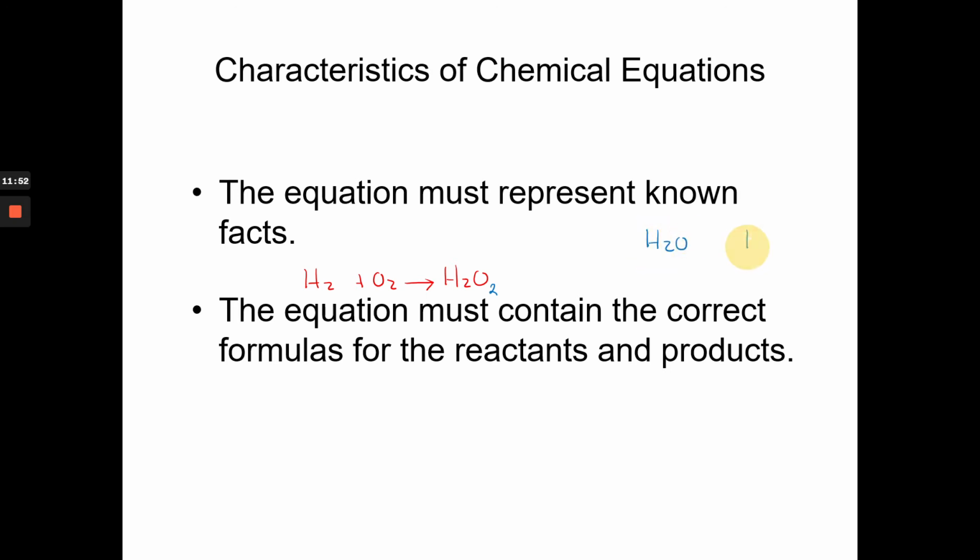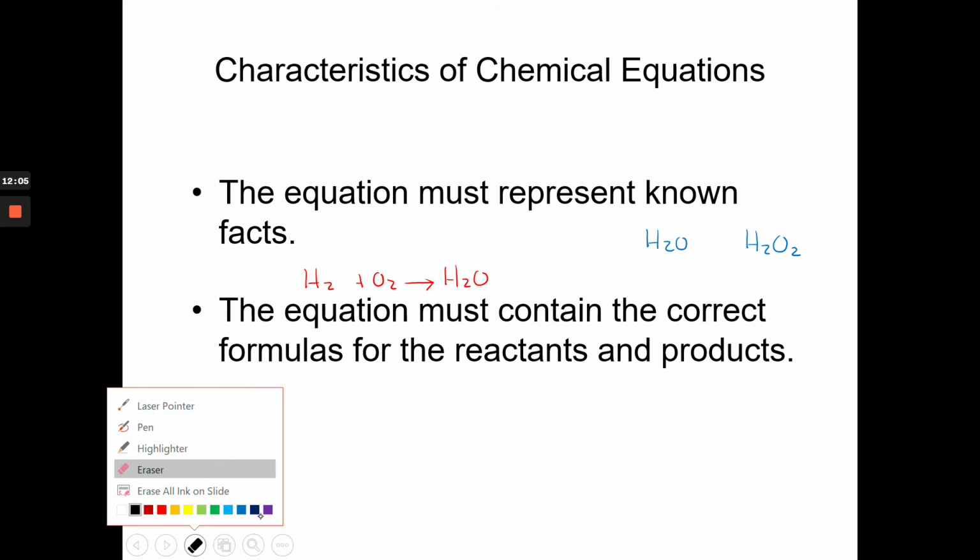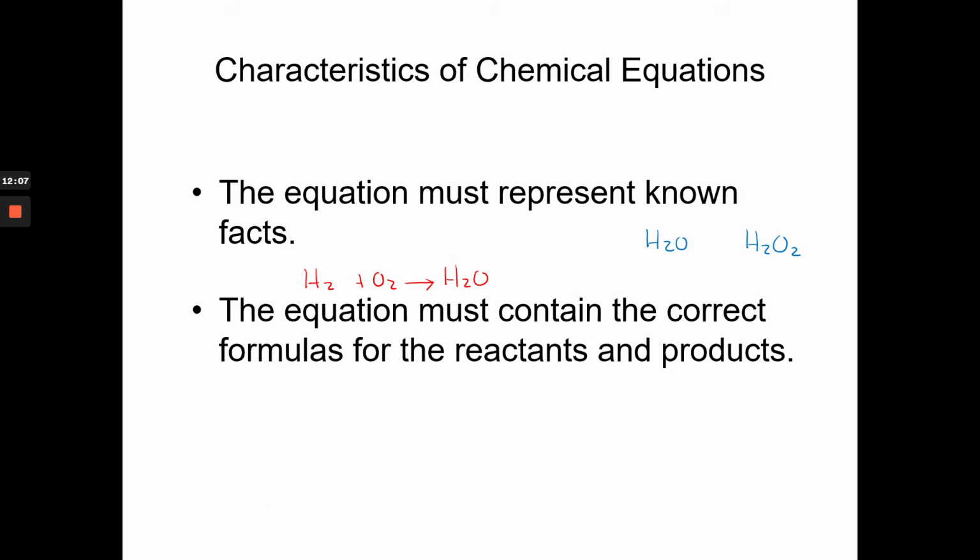H2O is water, H2O2 is hydrogen peroxide. So you're never allowed to add a coefficient, a subscript on there. Instead, what we would have to do is add coefficients. So I have an even odd, I have 2 oxygens and 1 oxygen.